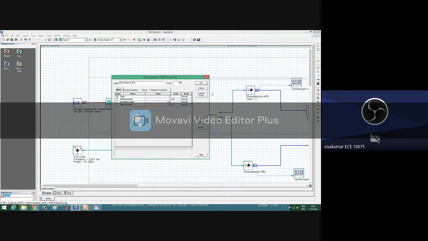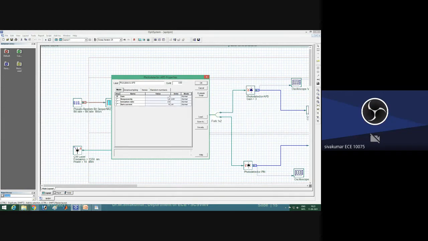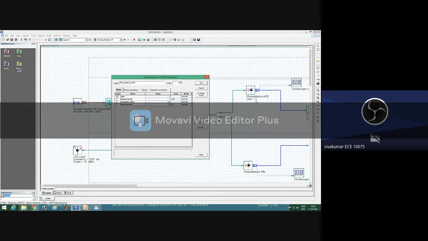In the photodetector, in the lab task there are 4 subtypes. Here, mainly click on gain, and we give the value 3. You give the values 1, 2, and 3 to try to get a clear eye diagram and the bit error rate analysis.